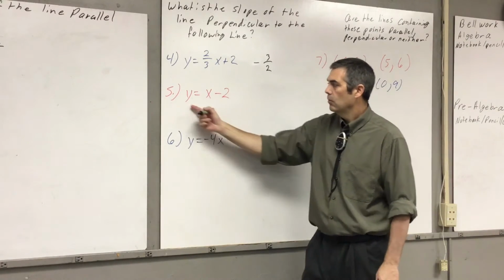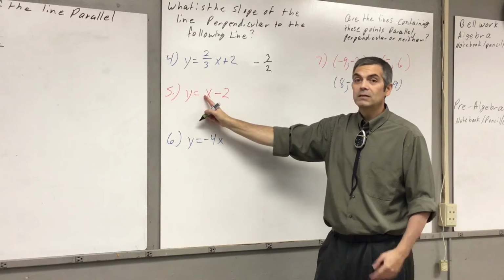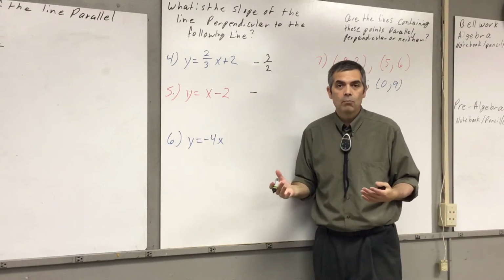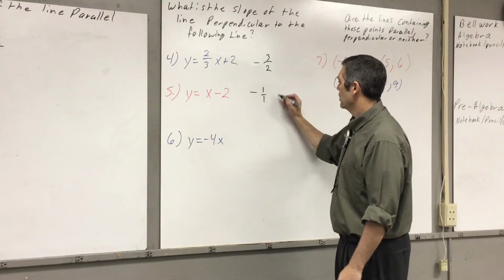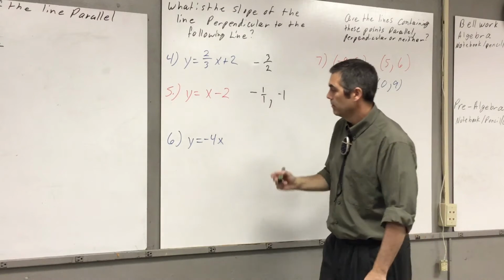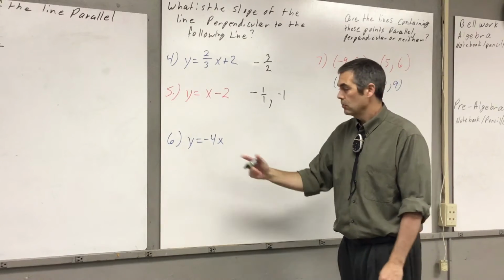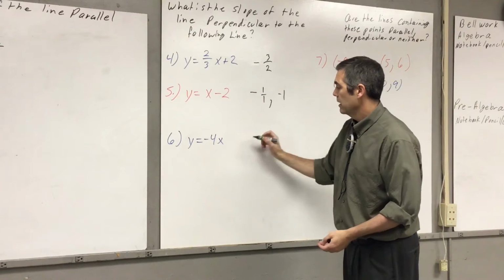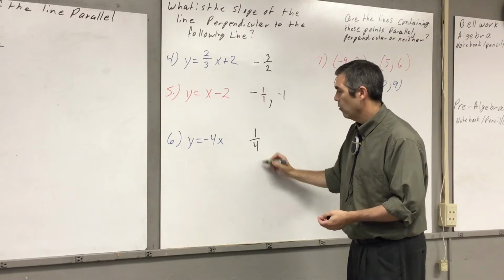Same thing here. Y equals x minus 2. In front of that x is a 1. Well, it's a positive 1, so you get a negative. And then you're going to flip it over, but that just still ends up being 1. So you get a negative 1/1 or negative 1. So either one of these would work, but it's this one, negative 1. Okay? Y equals negative 4x. Take the opposite of it, so this negative becomes positive, and then flip it over. Well, negative becomes positive, 4 over 1 becomes 1 over 4.